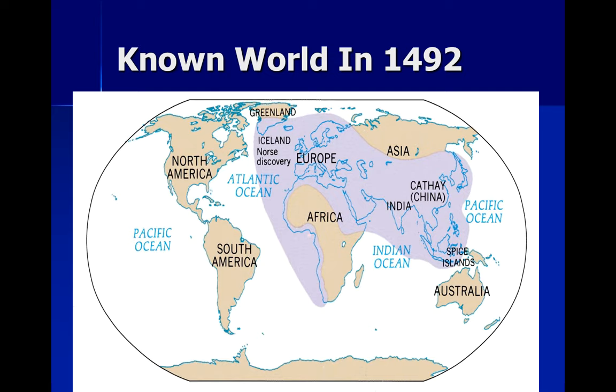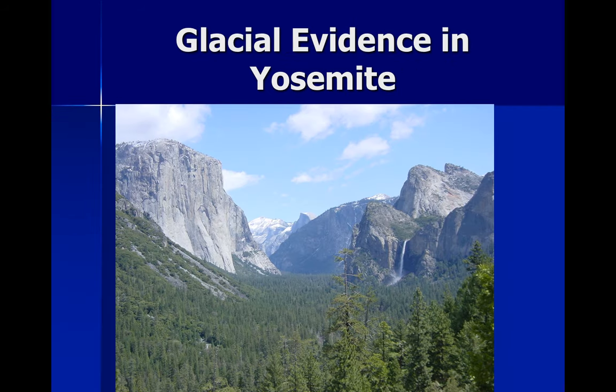In 1492, when Columbus did do that, the known world in 1492 is in purple. That's what they knew about. They had no idea about the Americas, the Western Hemisphere. They are going to find out, but not by Columbus. Columbus is going to die not knowing that he discovered a new world.